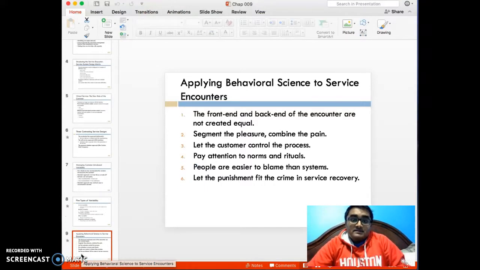Applying behavioral science to service encounters. The customer should be the one in control. They should feel as if they're the ones giving orders, not the person that's serving them.